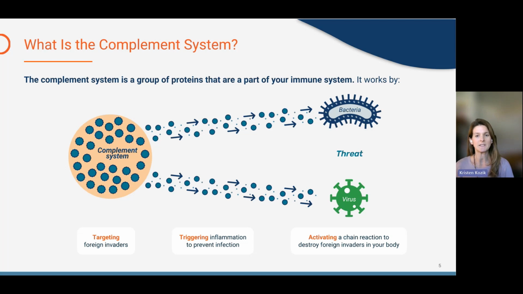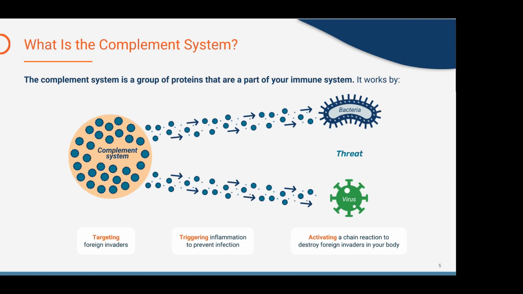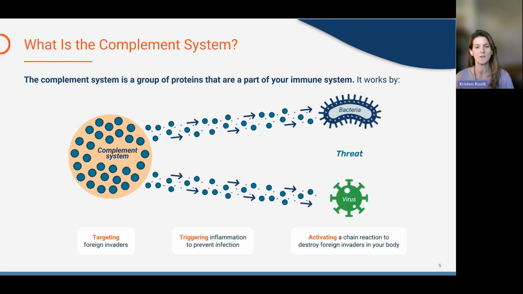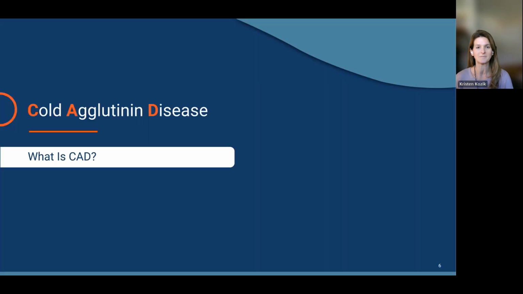So, when the complement system is activated, it helps do a couple of things. It targets foreign invaders, it activates inflammatory cells to trap invaders and prevent infection. And it also removes foreign invaders from your body by activating a chain of events.